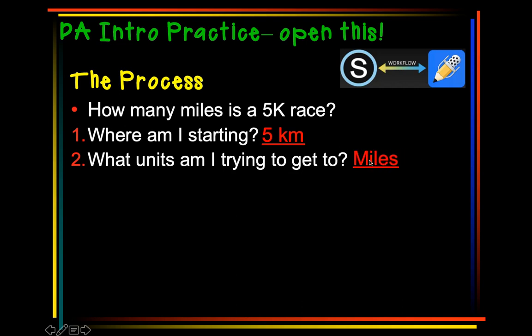One more time. You are actually writing this in on the DA intro assignment. These are not notes that you're writing down. We're writing down on the actual assignment. So from Schoology, open and put into Notability the DA intro assignment. So I'm starting with 5K to answer this question: how many miles is a 5K race? I'm trying to get to miles.